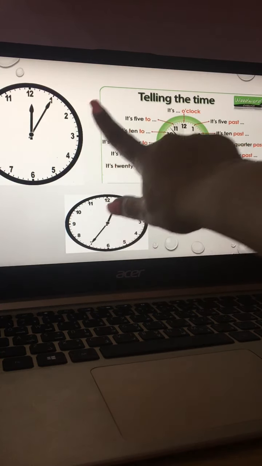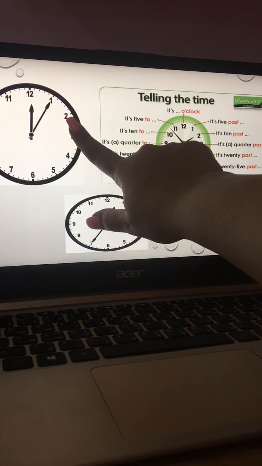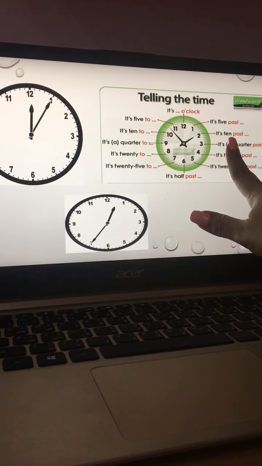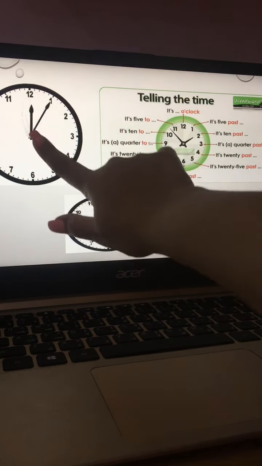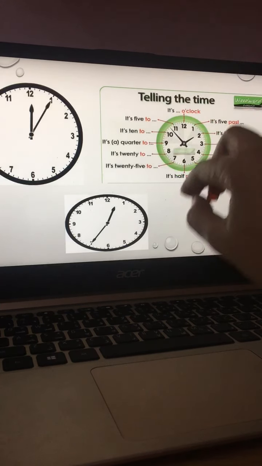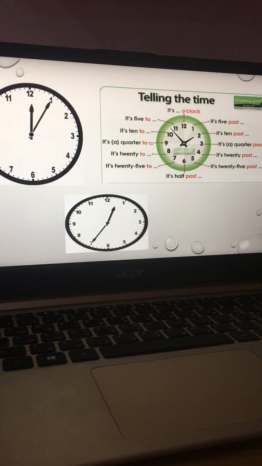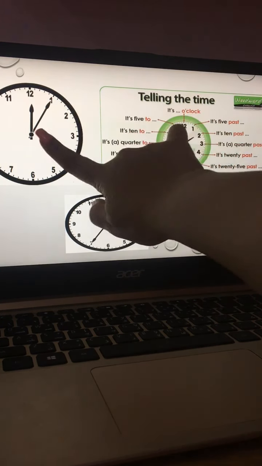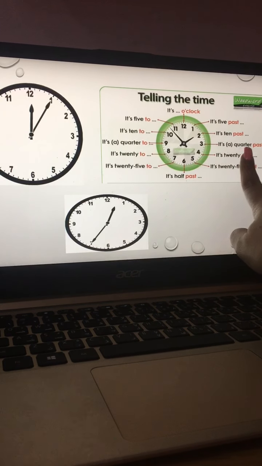Now let's imagine that the minute hand points to 2. So we say it's 10 past what? 12, because again, in telling time in words, we read the minute hand first. We read the minute hand before the hour hand, okay? Now, if the minute hand points to 3, what do we say? It's quarter past, okay? Because we use the word "past" as long as the minute hand is between the 1 and 6, okay?